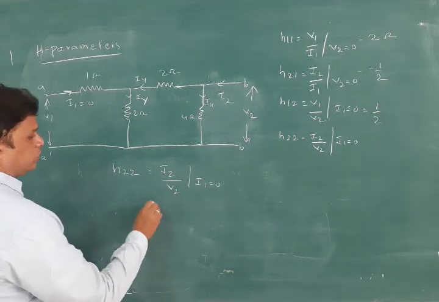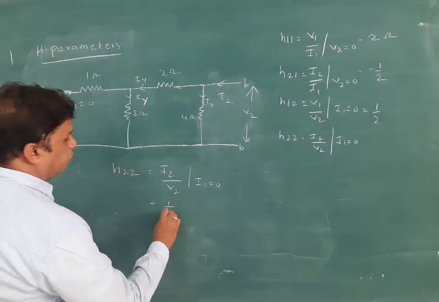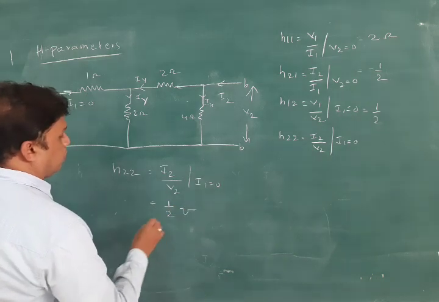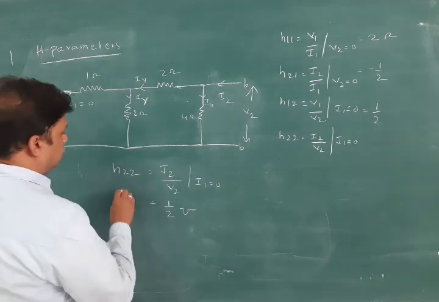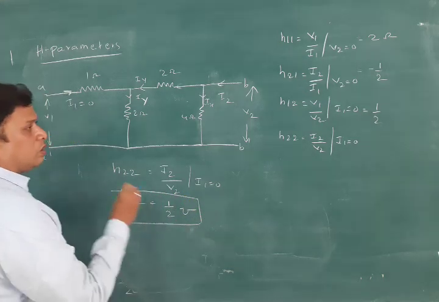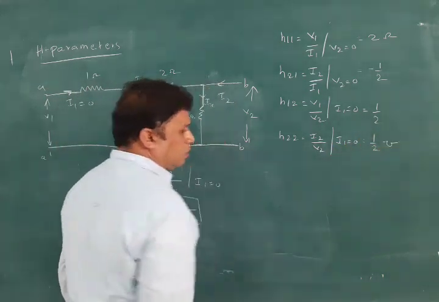So H22 is equal to I2 by V2, and from this circuit only, we will get 1 by 2 mho. Why? Because it is I by V, admittance. So H22 is equal to 1 by 2. Now we will write here it is equal to 1 by 2 mho.